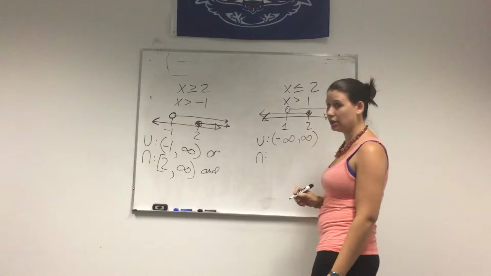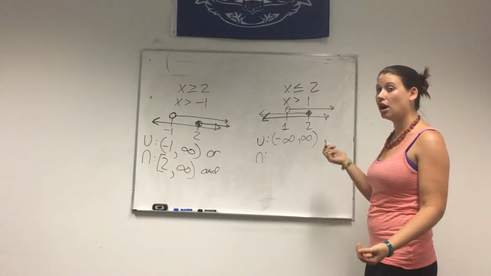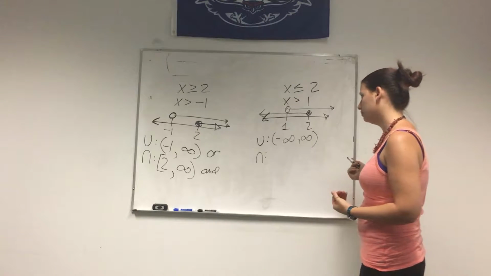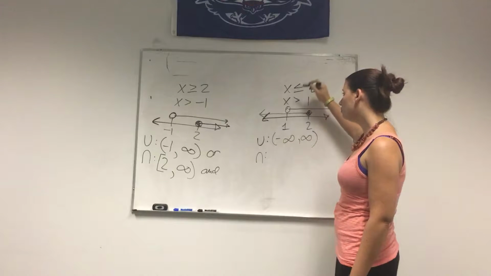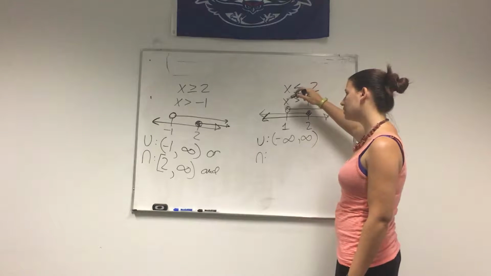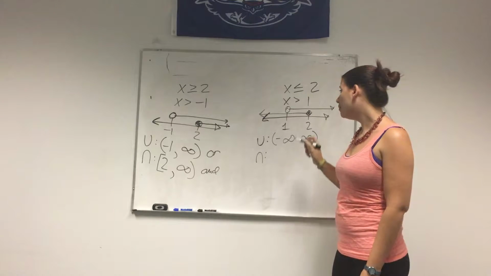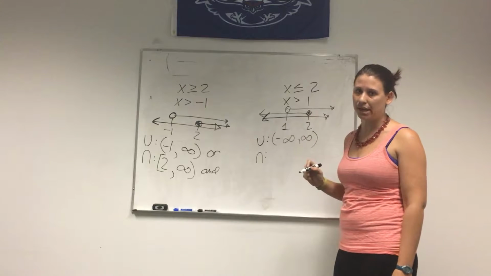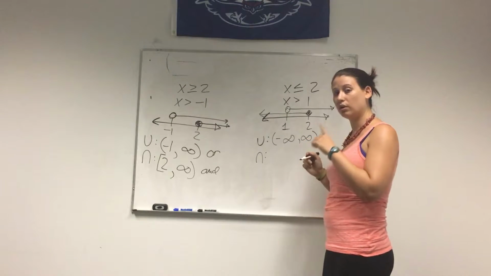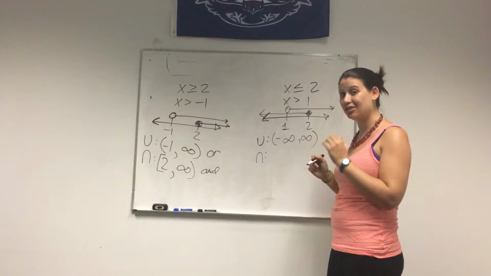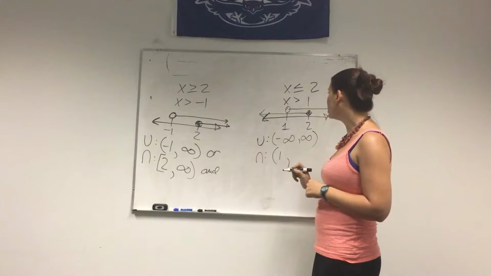Then the intersection here is, remember, what they have in common, what works in both of them. So 1 doesn't work in both groups, right? Because 1 is not greater than 1, but 1 is less than or equal to 2, but it's where they start overlapping. Because 1 only works in one of the groups, it's not a bracket, it's just a parenthesis. So that means we start at 1 with a parenthesis.